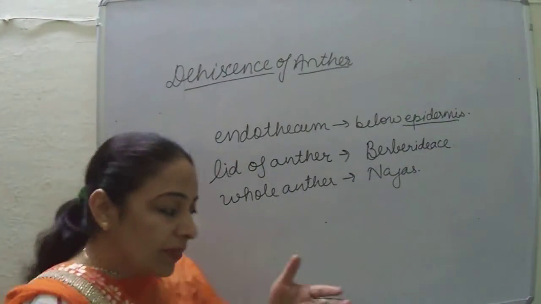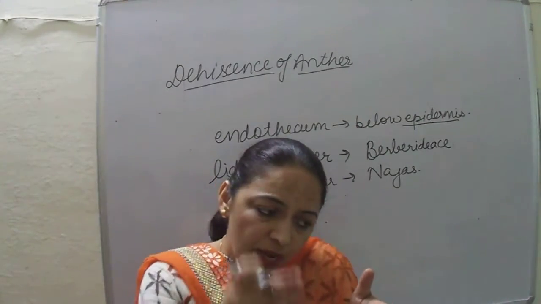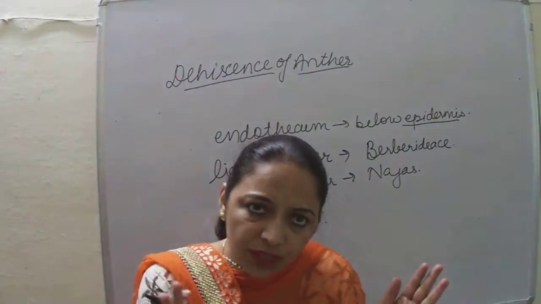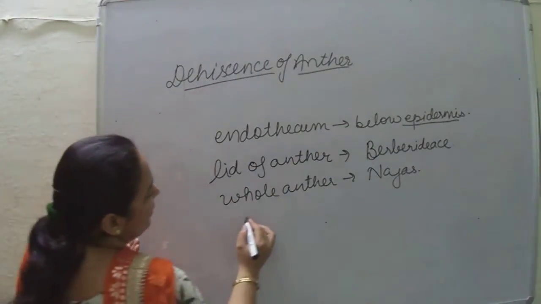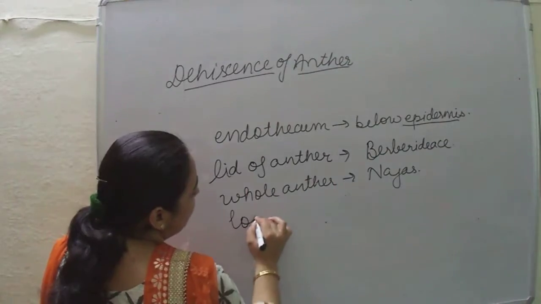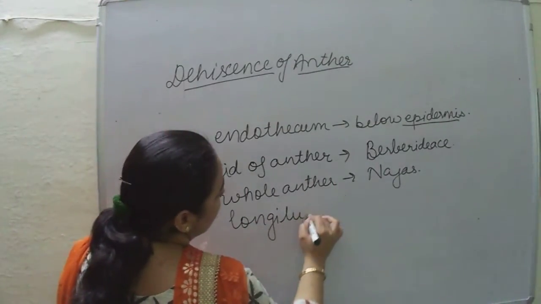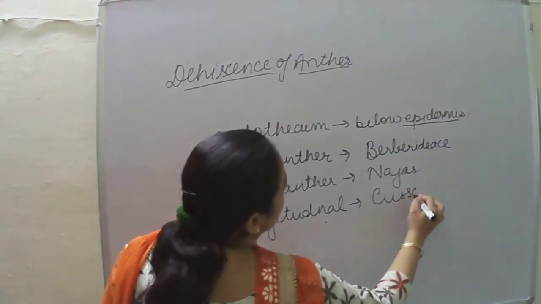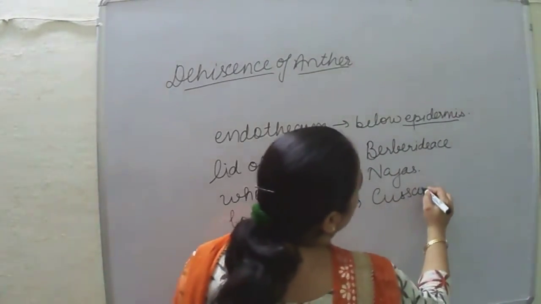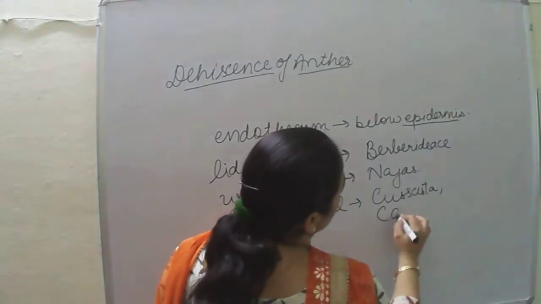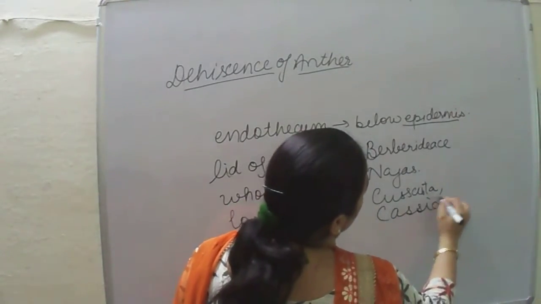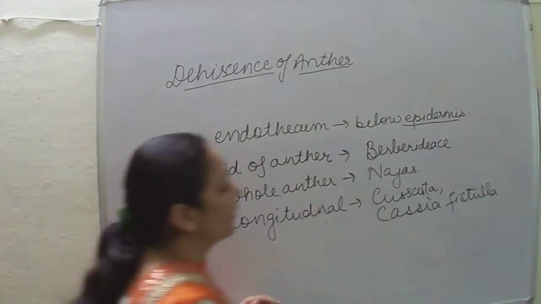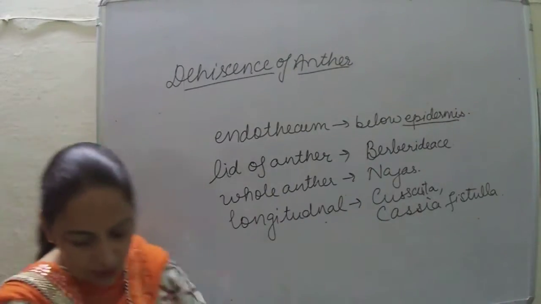And in some, the outermost suture ruptures and the anther bursts out longitudinally. It occurs in Cuscuta and Cassia fistula. Okay. Next.